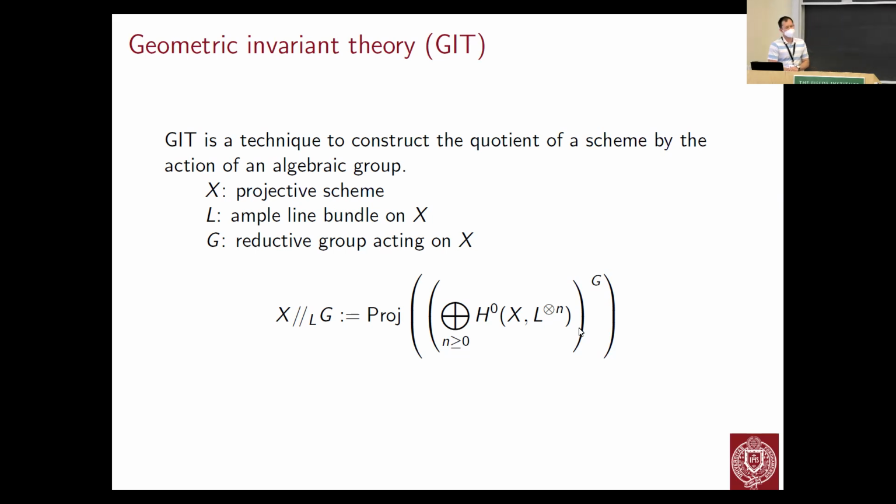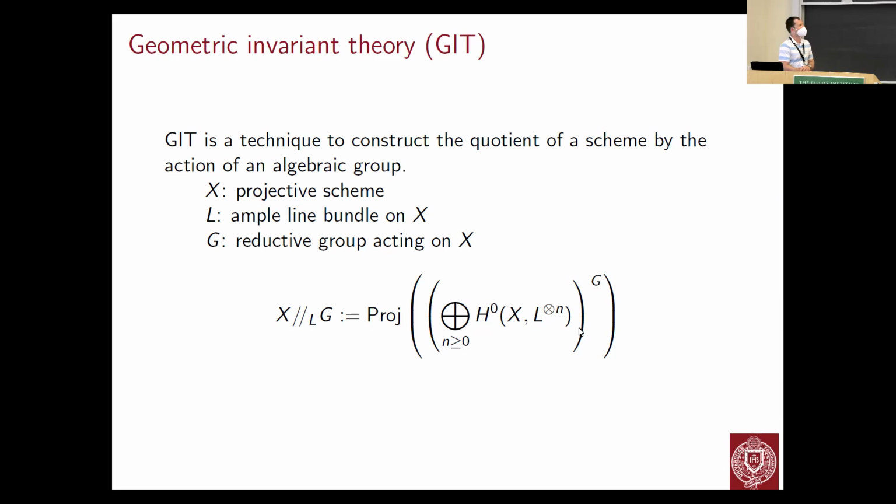So geometric invariant theory is a general technique in algebraic geometry. It's one of many, it's not the only way. And the goal is to construct quotients when you have an algebraic group acting on a scheme. So in GIT, here's the approach we take.